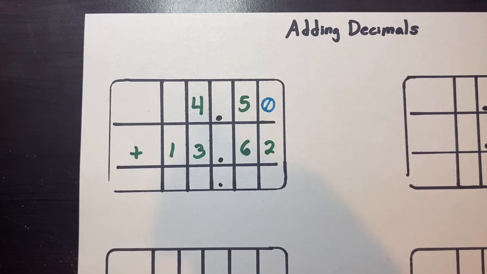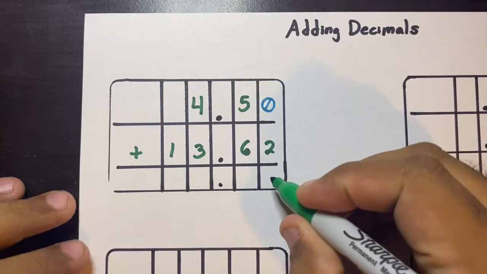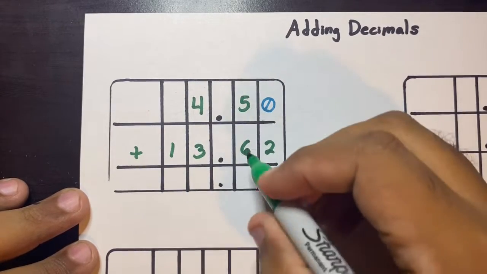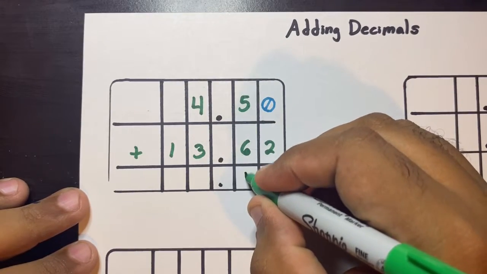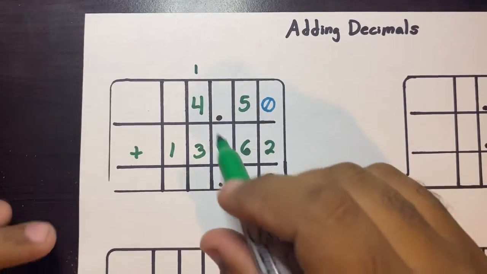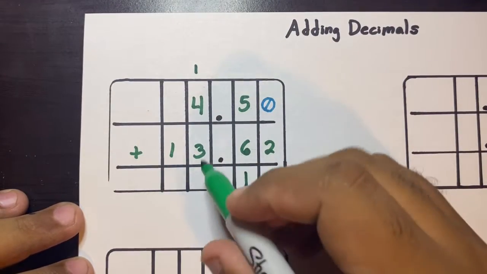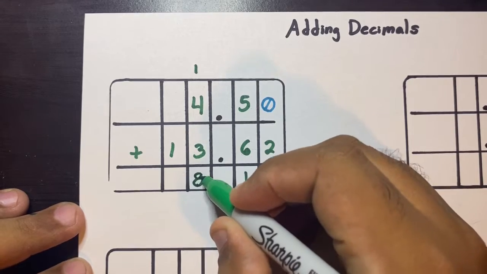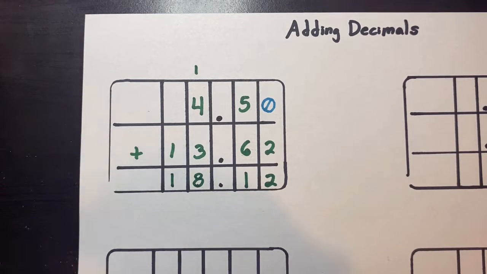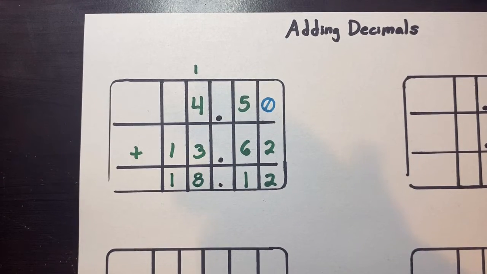Adding decimals is the same thing as adding whole numbers. It's not that different. So here we have 0 plus 2 is 2. 5 plus 6 is 11, so you bring down 1 here and you carry the 1 over here. 4 plus 3 is 7, and then when you add the 1, it's 8. And then nothing plus 1 is 1. That's your answer. It's not that hard, kiddos.